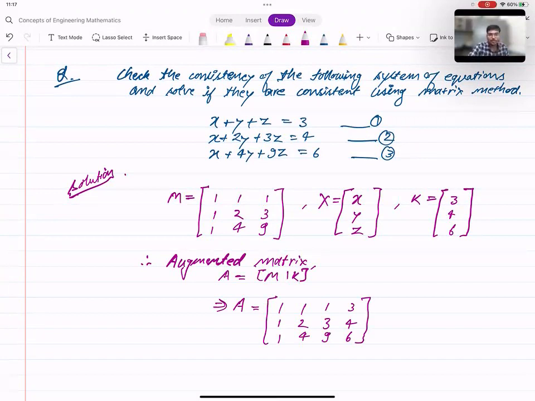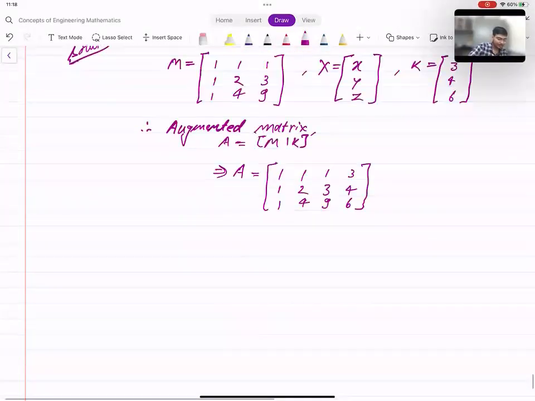Now we need to find the rank of A and M. Let us first check for M. If the determinant of M is not equal to 0, then its rank will be 3 because it is a 3 by 3 matrix. We know that rank is the order of the highest order non-zero minor. Here the highest order minor is the determinant of the matrix itself.